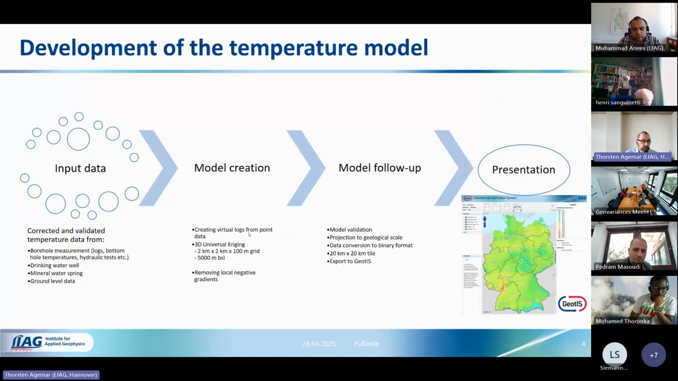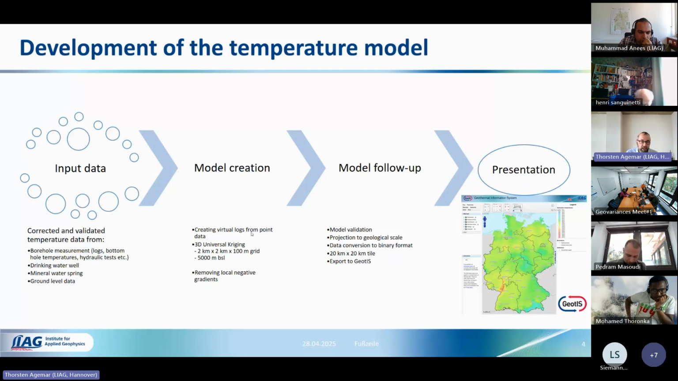Yes, we are also creating virtual logs. I mentioned the bottom hole temperatures, but there are also, of course, log data that are recorded all the way down from the top to the bottom. This is, of course, better, but for the hydrocarbon industry, time is money, so they reduce the time for measuring, doing just single measurements at some point during the drilling process. Mostly, of course, at the end of the drilling, at the very bottom, but could also be after some casing.